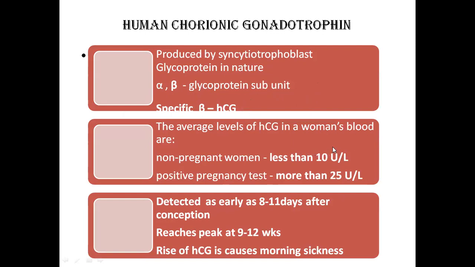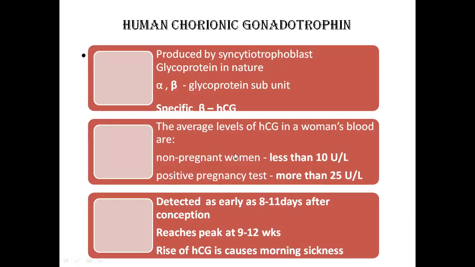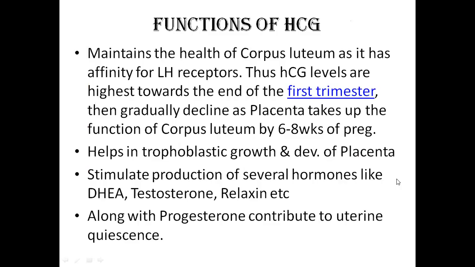And it is present in non-pregnant blood, only 10 units per liter. But if it is more than 25 units per liter, then only the pregnancy is being confirmed. And the pregnancy test, the card test, depends on this level of HCG. As we said, it is detected as early as 8 to 11 days after conception or after fertilization. And we see that the HCG rise causes morning sickness. And HCG is a very important hormone.